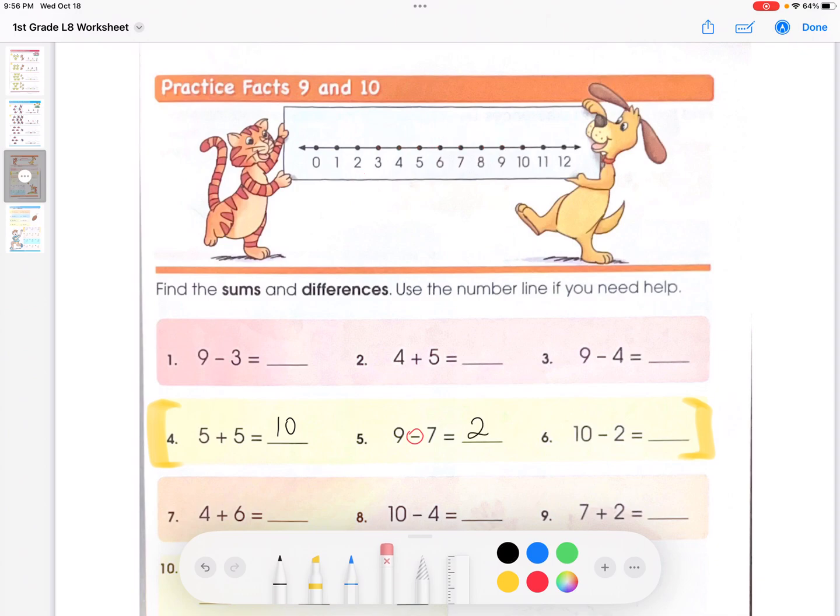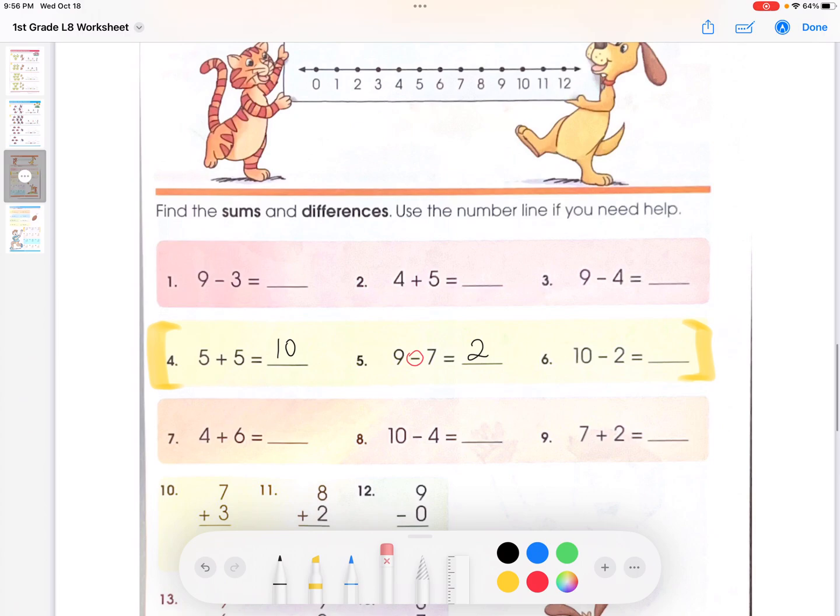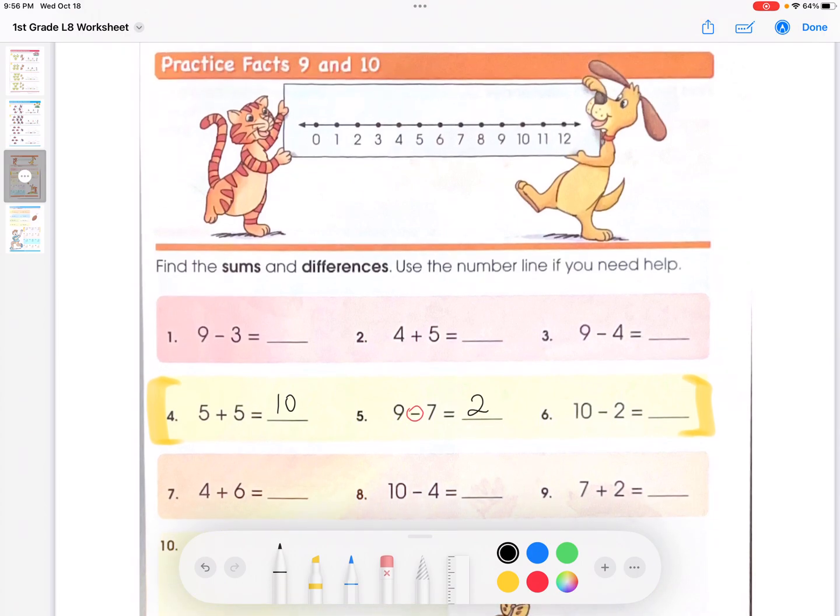Okay, let's try our last one for this section. So our next question is 10 minus 2. So it's minus again. So we're going to start at 10. And we're going to go back 1, 2. And what number do we end up on? We end up on 8. So that means 10 minus 2 is equal to 8.